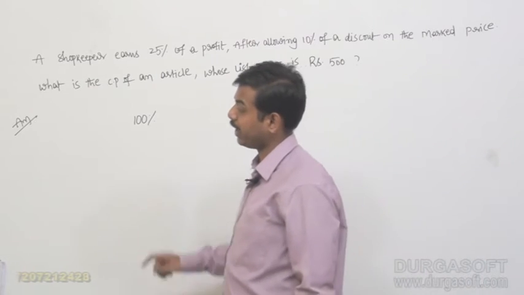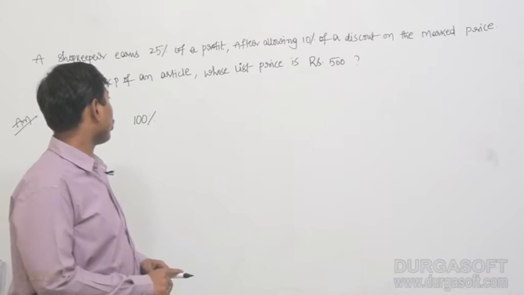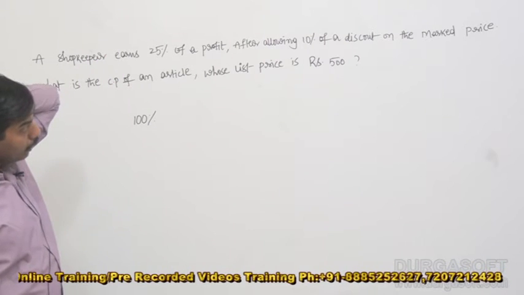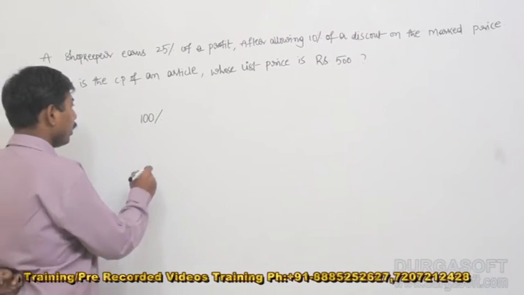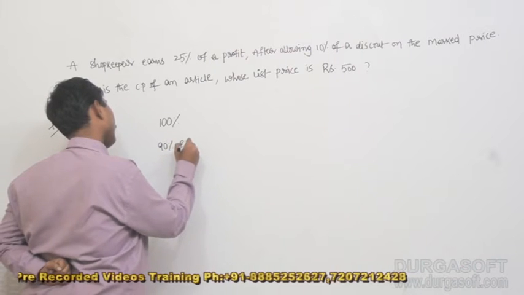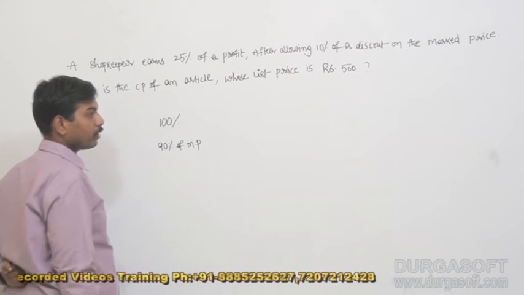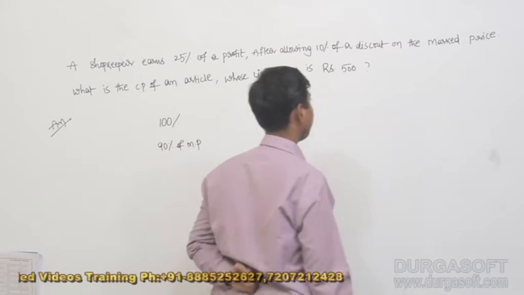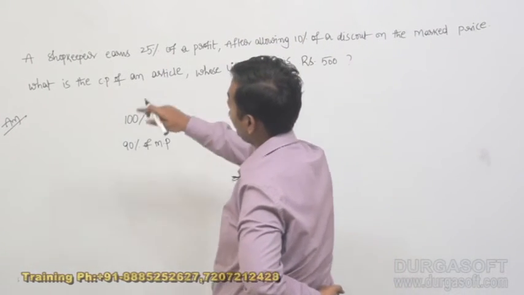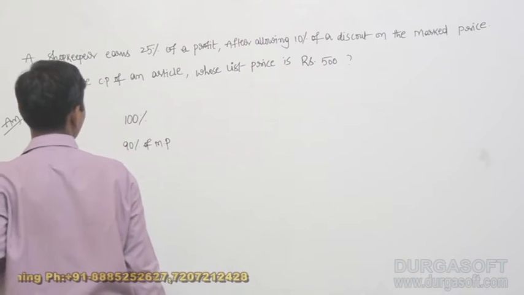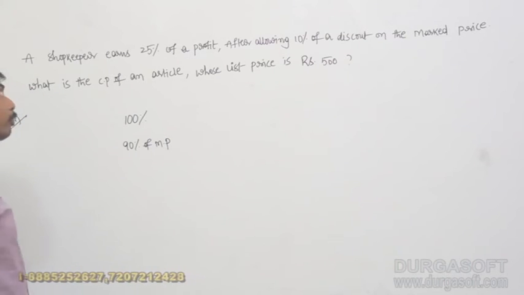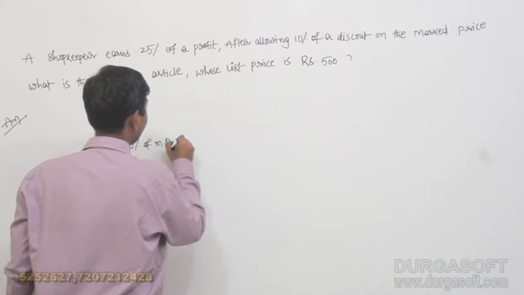Let's suppose the cost price of an article as 100%. After allowing 10% of a discount on that market price, indirectly can I say the selling price of an article is nothing but 90% of the market price of an article. By selling the article with 10% of a discount, that particular shopkeeper earns 25% of a profit. That 25% of a profit we have to calculate on that 100% of the cost price.